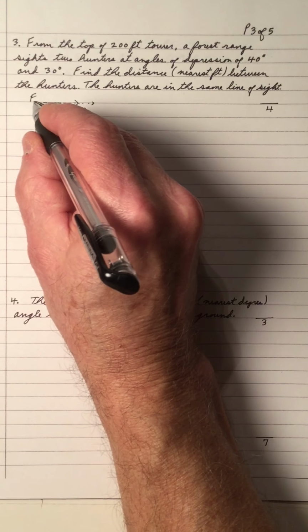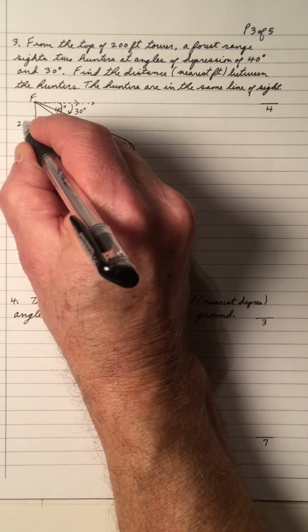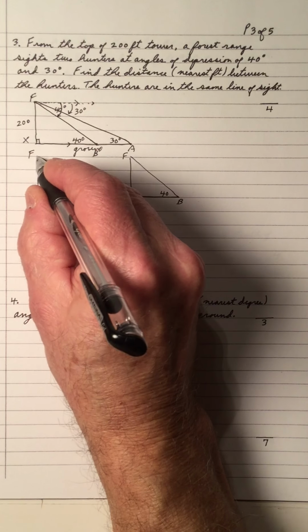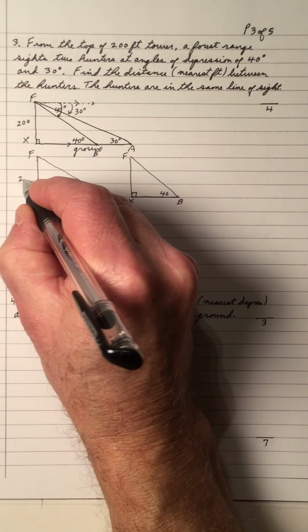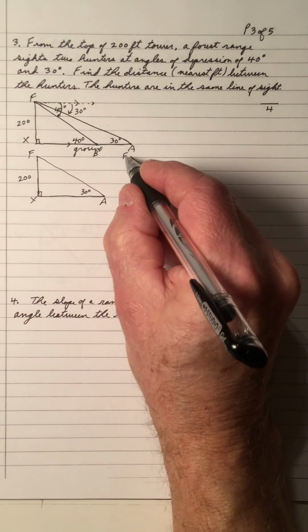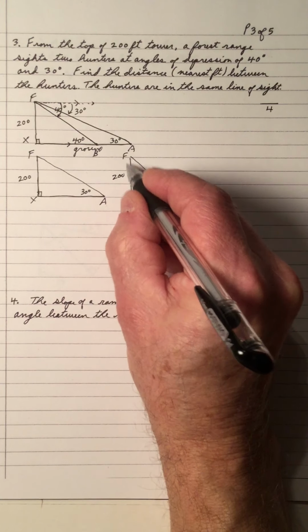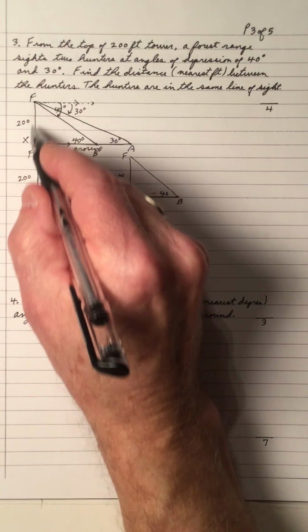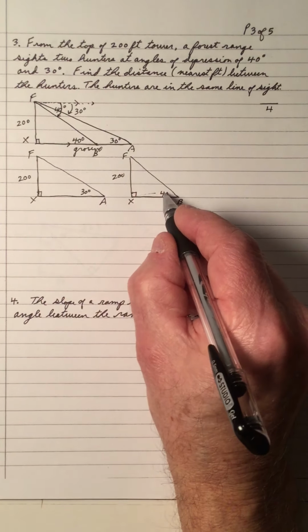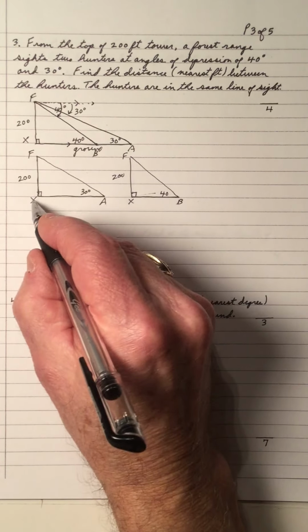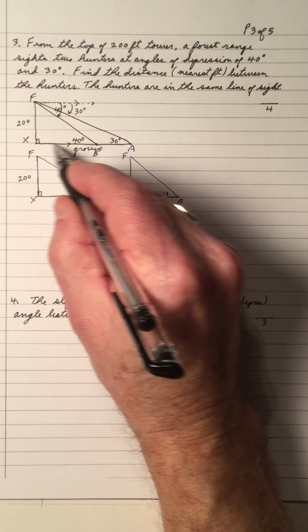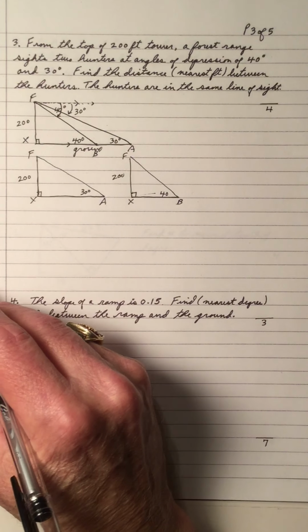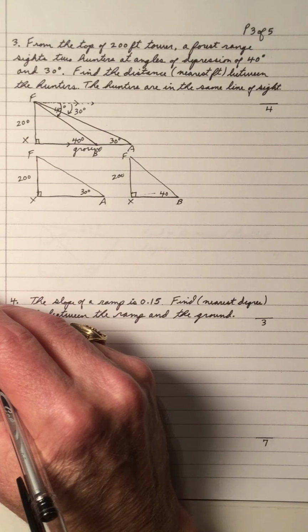So the tower is 200 feet high. So 200 is here. So this is the tower, so that's 200 in this triangle. And this is 200. And so there are the two triangles. FXB is this one with the 40-degree angle. And FXA is this big one right here with the 30-degree angle. Find the distance between the hunters.